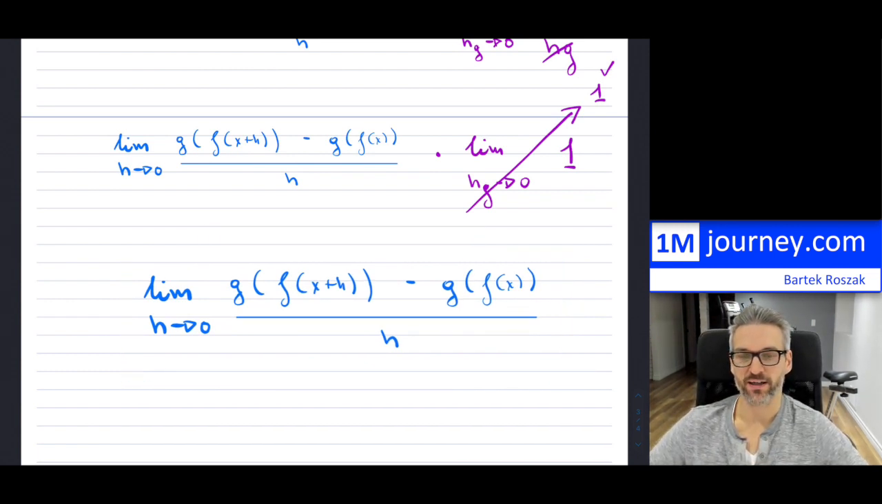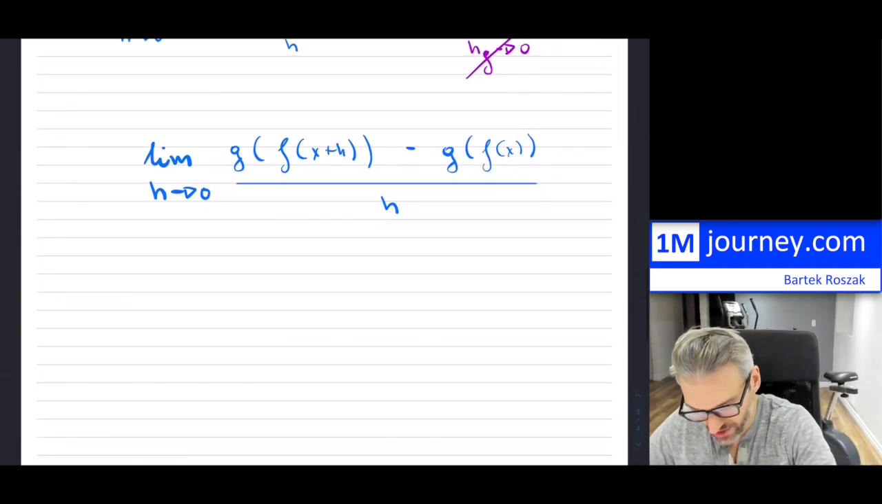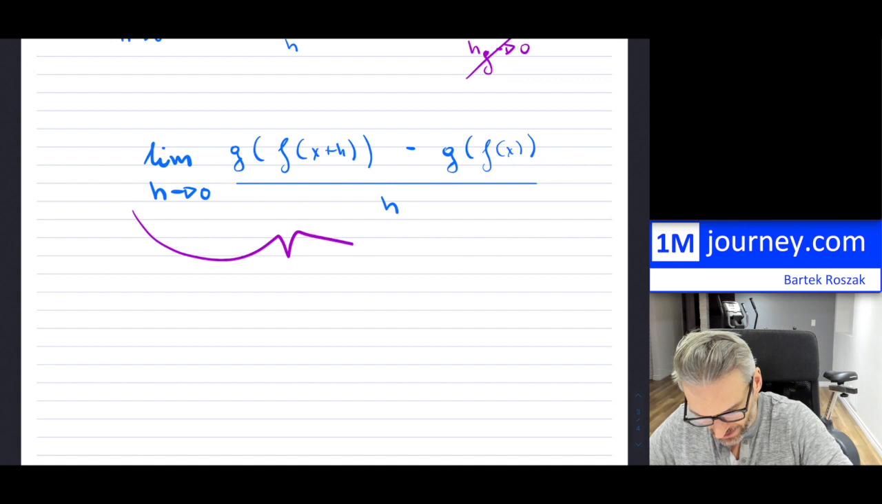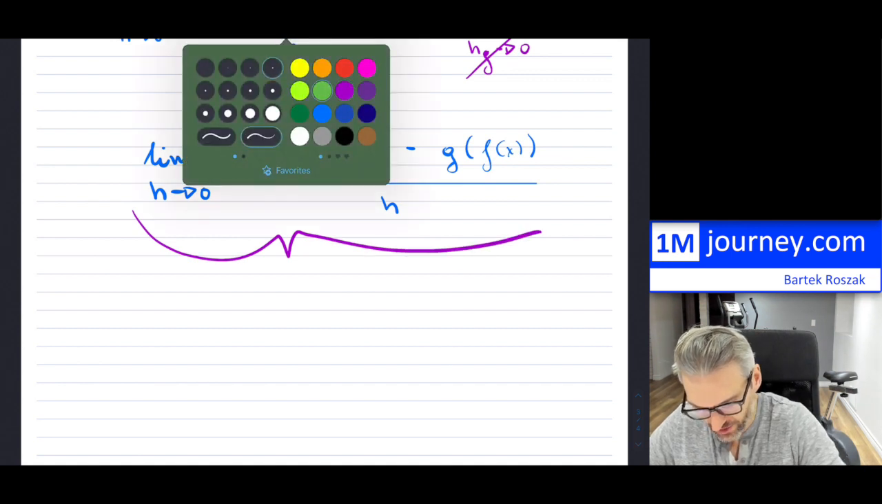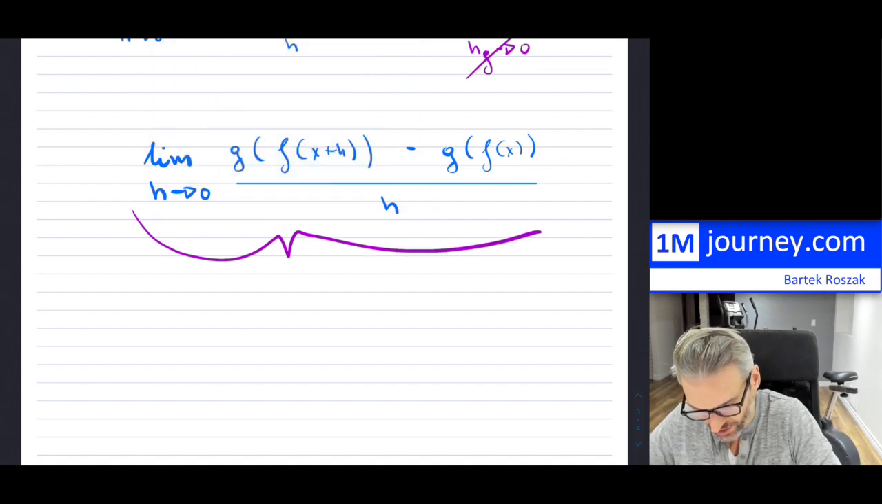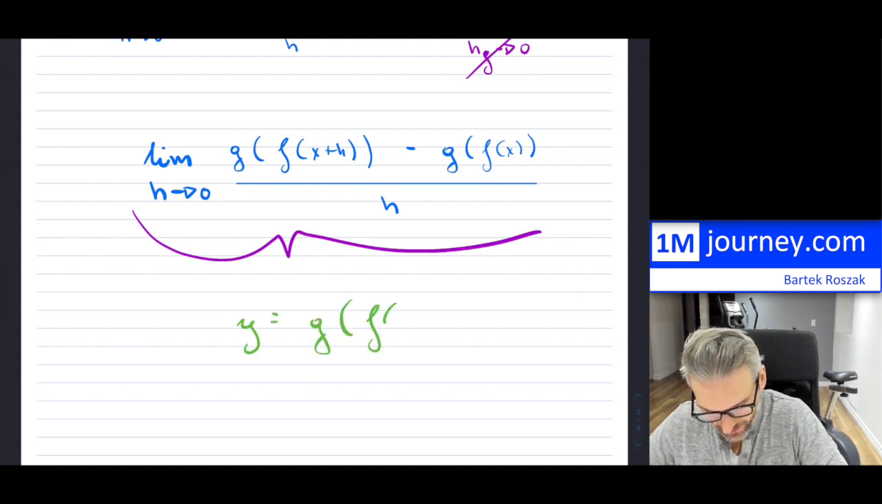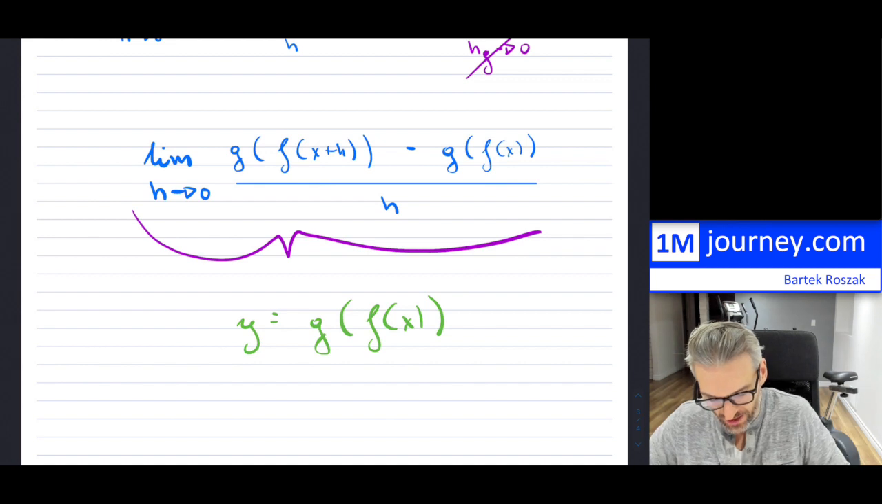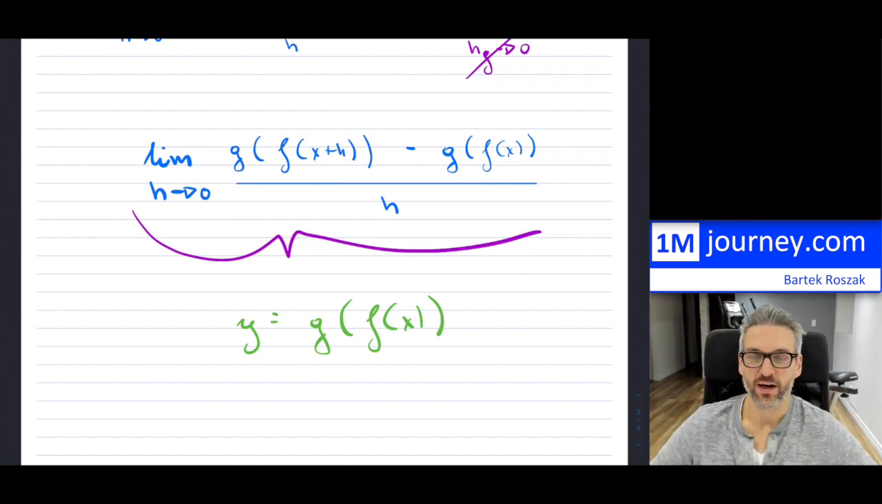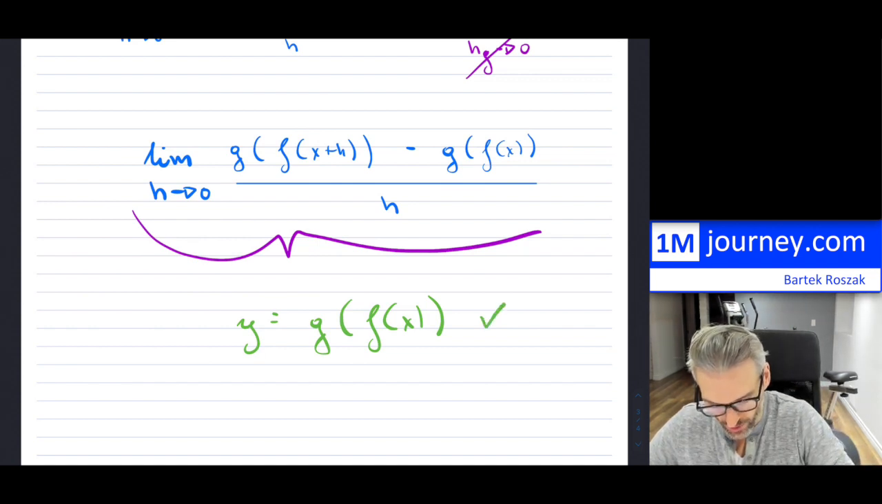But hold on a second. What is this? This is the definition of the derivative of our function. So this entire thing is the definition of the derivative of our function. And our function was g of f, and f is at x. So this is what we were looking for. So that is the derivative of that.